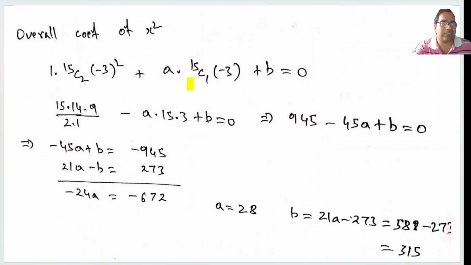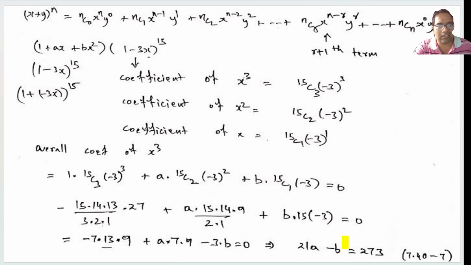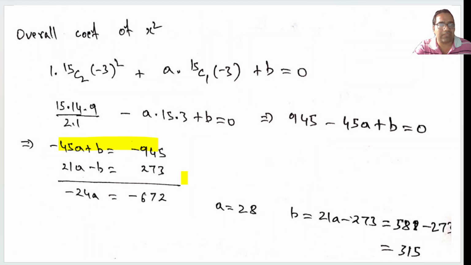So this is the second equation. 15c2 is 15 times 14 by 2 into 1, times minus 3 squared, which is 9. Then a into 15c1 is 15 into minus 3, plus b. So 2 goes into 14 seven times, 7 times 15 is 105, and 105 into 9 is 945. And 15 times 3 is 45, so 945 minus 45a plus b equals 0. That means minus 45a plus b equals minus 945. This is the second equation. The earlier equation is 21a minus b equals 273.